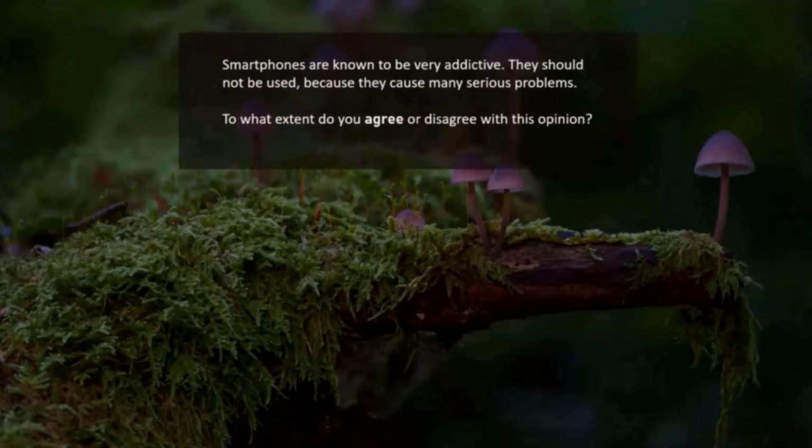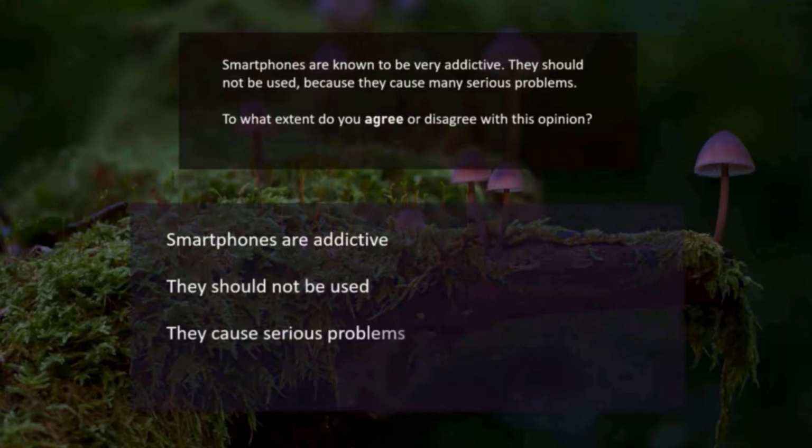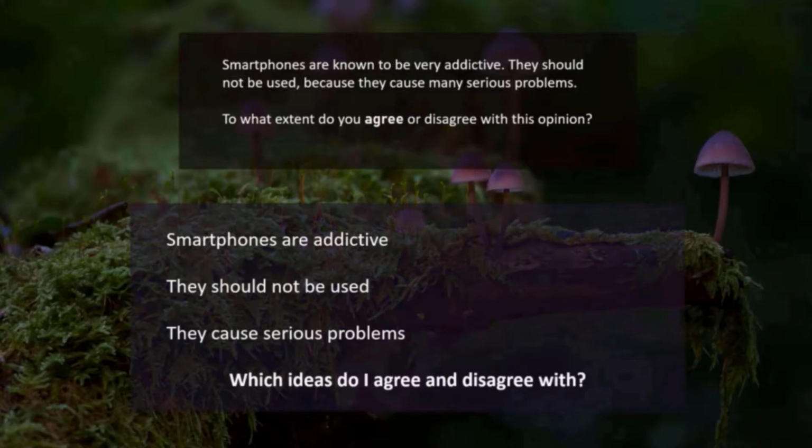Now, if you look closely, there are a couple of ideas that are presented in this. They include smartphones are addictive, they should not be used, they cause serious problems, and you want to think about the task because the question makes you think, which ideas do I agree and disagree with? And as a whole, how much do you either agree or disagree with this opinion? Best practice is to mostly agree and somewhat disagree, or mostly disagree and somewhat agree.